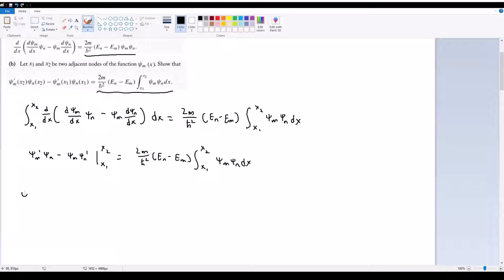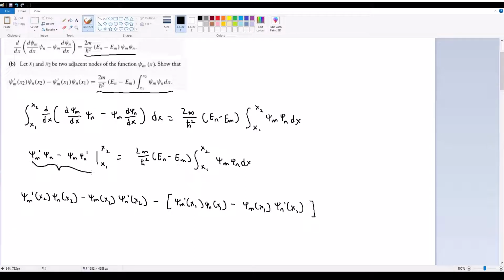So we get ψm prime of x2 times ψn of x2 minus ψm of x2 times ψn prime of x2, and then subtracted by ψm prime of x1 ψn of x1 minus ψm of x1 ψn prime of x1. So that becomes this. Next, immediately recognize, x1 and x2 are nodes for ψm.